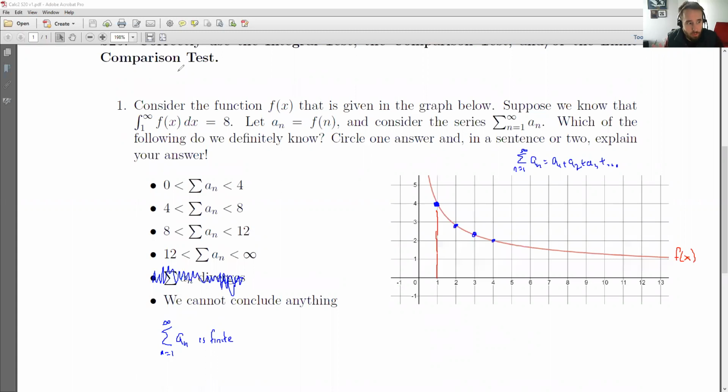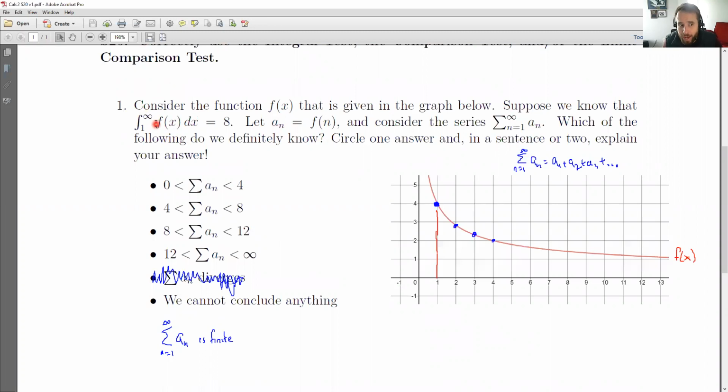So, how do we know that this infinite series is actually finite? Well, we can use the integral test, right? The integral test said that if I can equate a given function, f of x, with a series or a sequence a sub n, then I can compare the series, the sum as n goes from 1 to infinity of the a sub n's, to the integral from 1 to infinity of f of x dx.